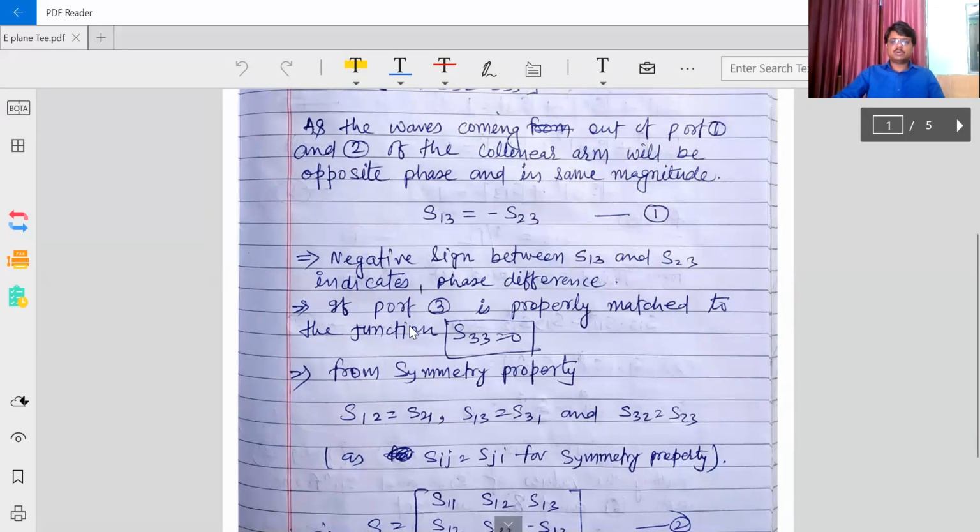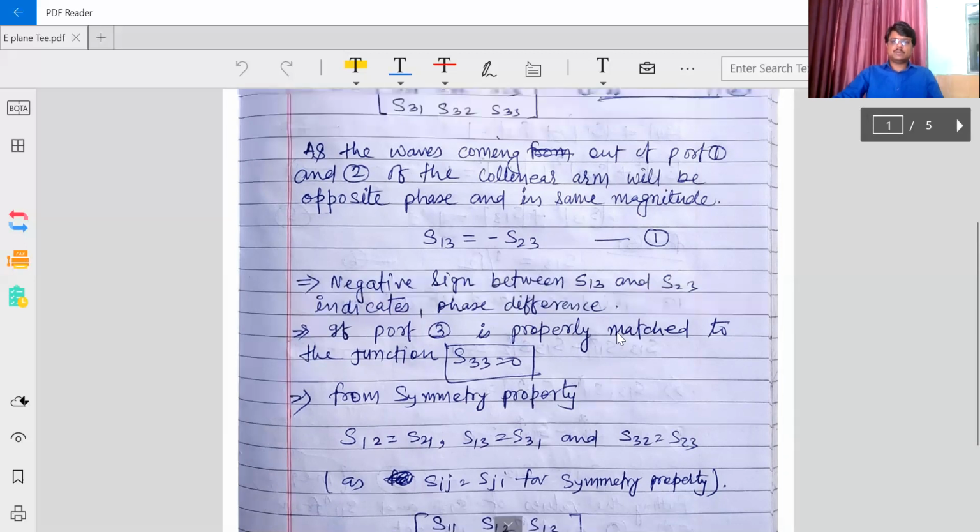Again, in previous lectures we have also understood that all the ports cannot be matched properly. All of port 1, port 2, and port 3 cannot be matched. So we are matching only port 3. Okay. If port 3 is properly matched to the junction, S33 will be equal to 0.